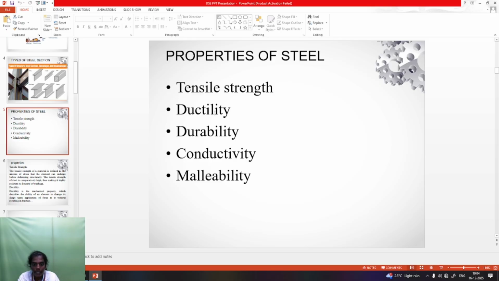Tensile strength is the bending strength. Ductility also resists fracture. Durability is very important, and it depends on the carbon content. Conductivity: steel is very heat conductive and is normally used for domestic and kitchen purposes. The material is used for conductivity purposes. Next is malleability. Malleability is also when compression members are converted into sheet members. So these are the malleability processes. The properties of steel are very important.